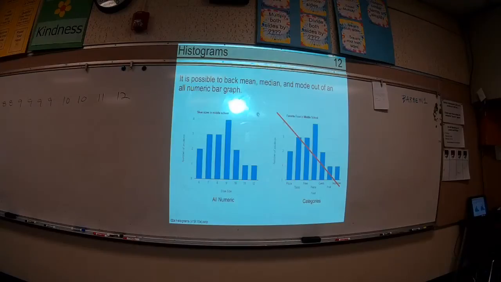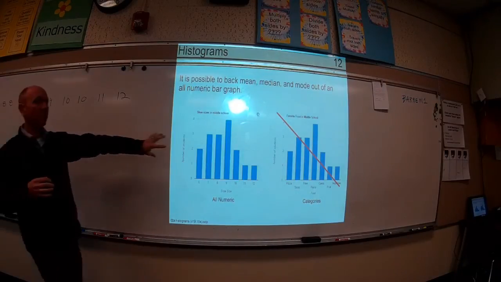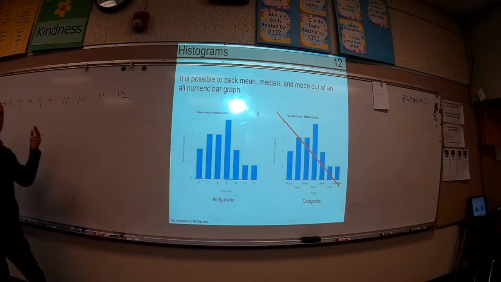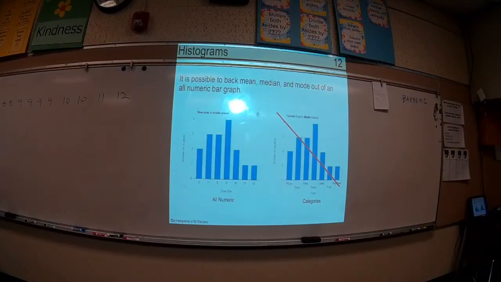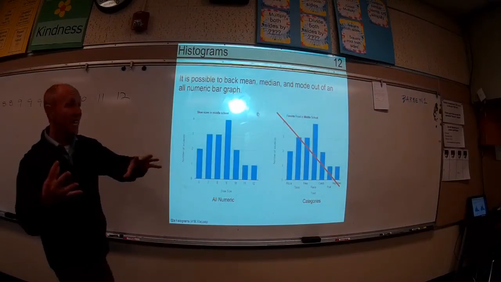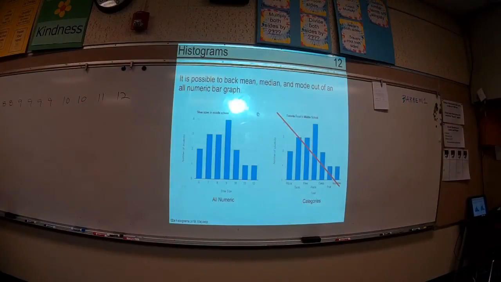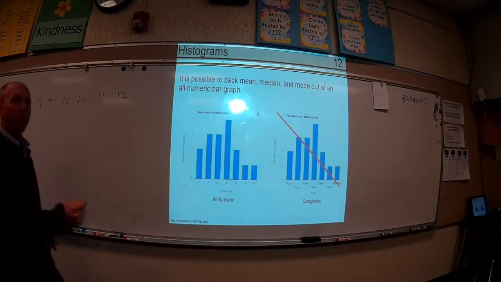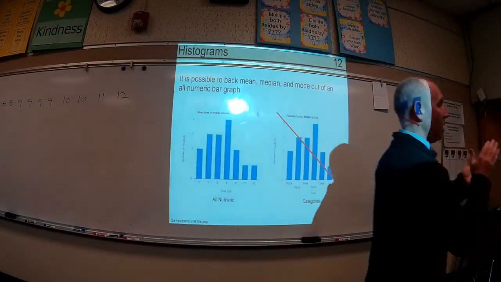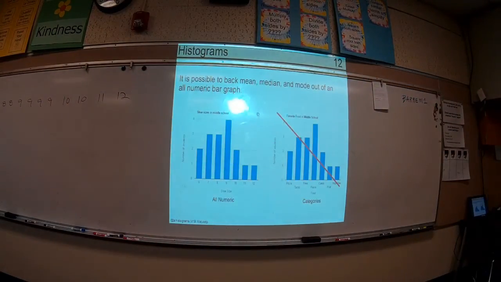Boom. This data became this graph. This graph became that data. Back and forth. Now, I want to know the mean and the median of this. Notice I can look at this graph, suck out the data, find the mean and the median. You're on your own right now. Mean and median for me.